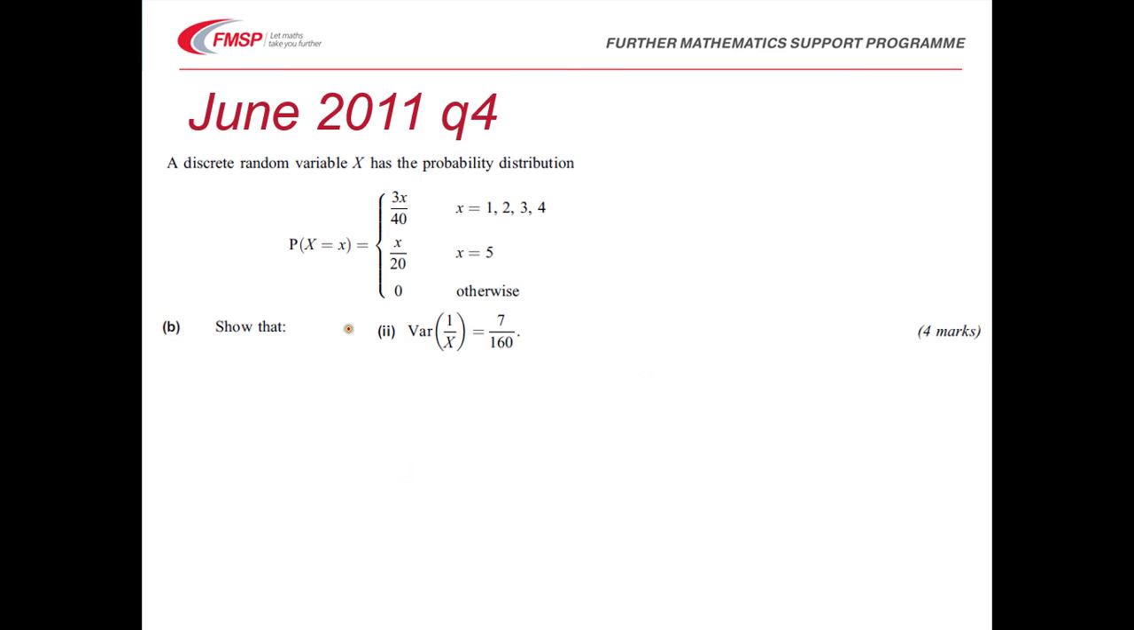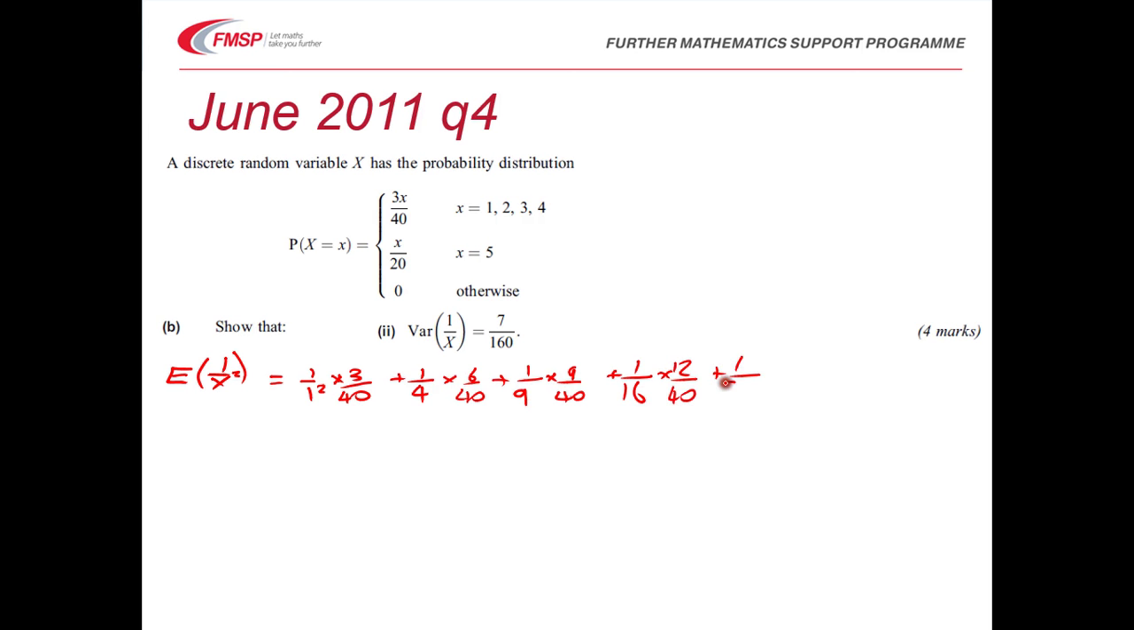We're then asked to show that the variance, so again, as in the previous question, we need to work out the expectation of the squares. So it's 1 over x all squared. Now again, remember, it's the 1 over x that's being squared, not the probabilities. Okay, so it's going to be 1 over 1 squared times 3/40 plus 1 over 2 squared times 6 on 40 plus 1 over 3 squared, 1 over 4 squared, and 1 over 5 squared.